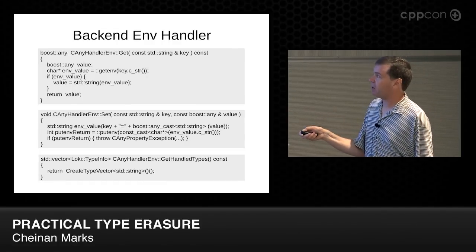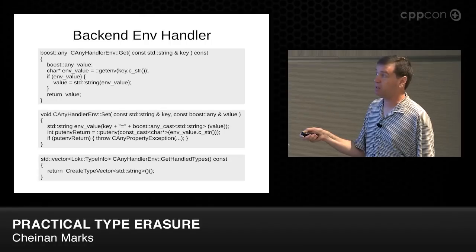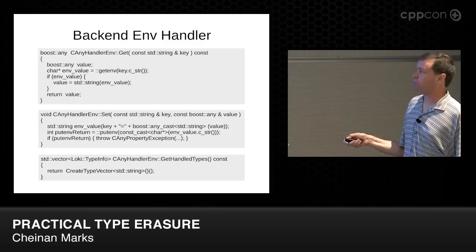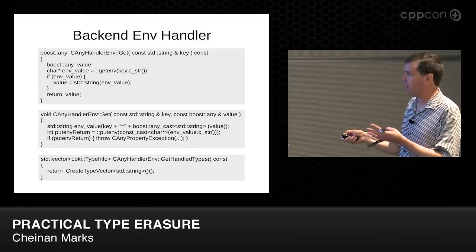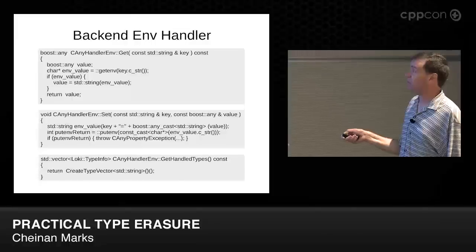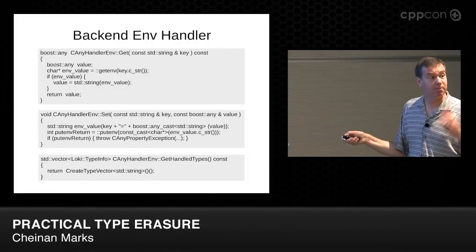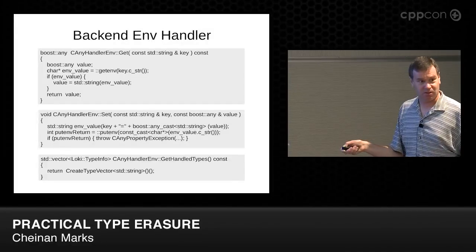If we get a value out of it, we're going to construct an std string, and we're going to return it in the boost any. This std string gets put into the boost any, and we return. Again, very straightforward. Set is similarly straightforward. We set up the key equals value using the value that we have from a C string. We're casting the value, which is a boost any, to an std string. So we're assuming that this is an std string, but it must be an std string because we only handle std strings here, all right?